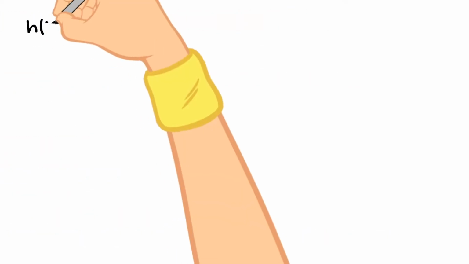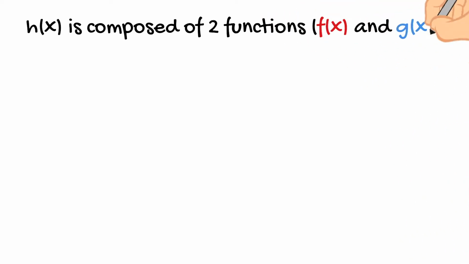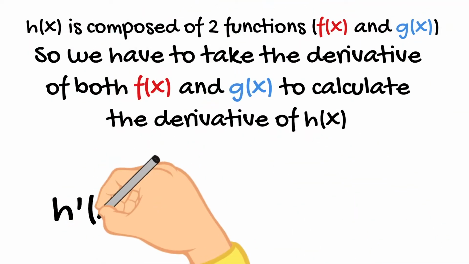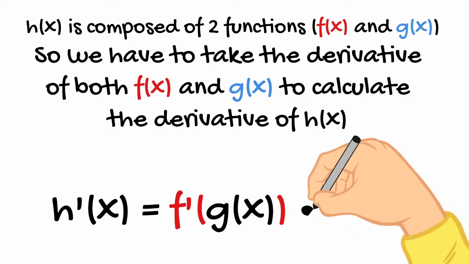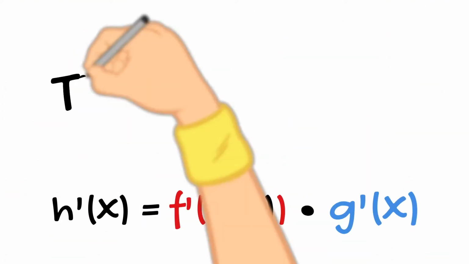So now that you can see that h of x is really composed of two functions, f of x and g of x, it makes sense to take the derivative of the first function, then multiply it by the derivative of the second function. And this, my friends, is the chain rule. So let's put it into practice.